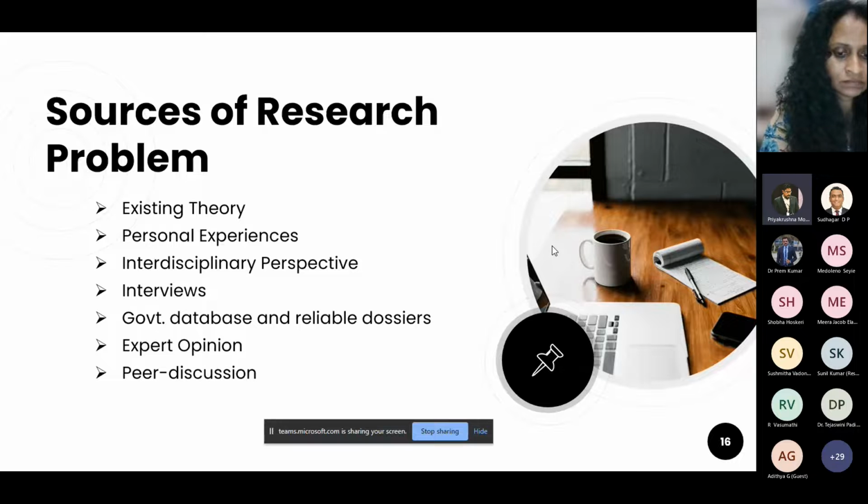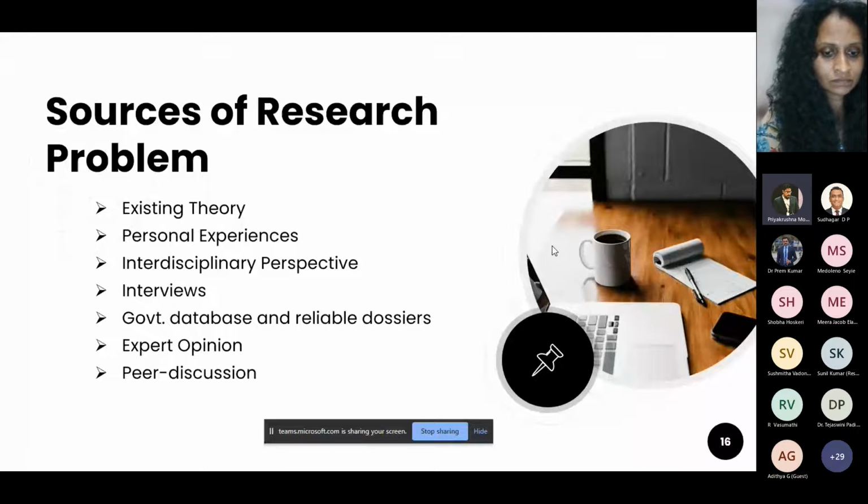Apart from these there may be other sources, but from my personal experience this is how we find a good research problem. First and foremost, a question was asked to Prabhat Patnaik, who is known as one of the biggest Marxist economists and is currently working in JNU: how does one become a good researcher? He answered that one becomes a good researcher when he or she becomes a good reader.